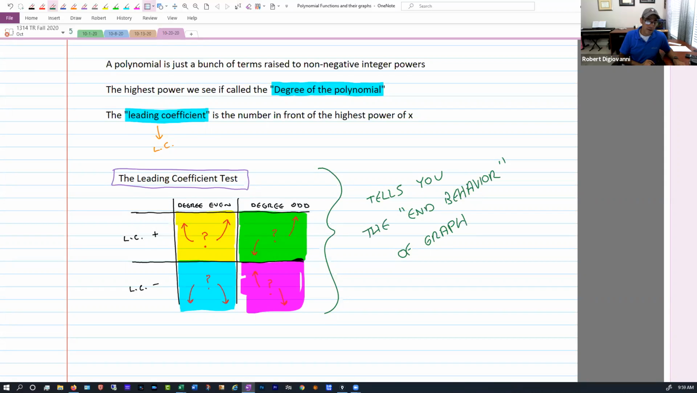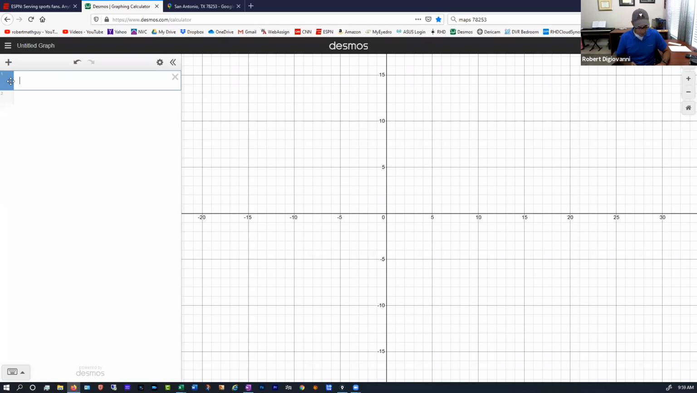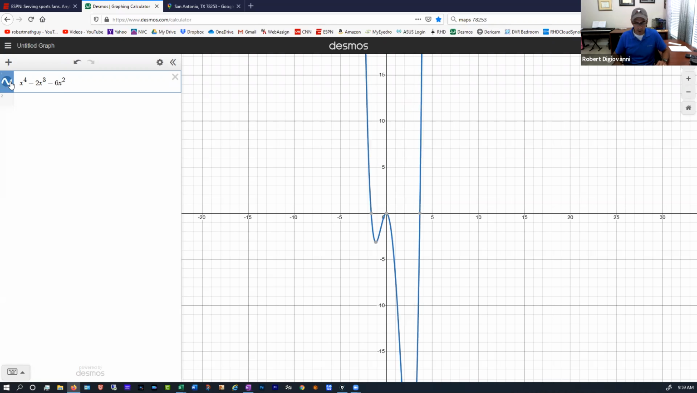Let's go back and look at some graphs again, because now we need to talk about the middle, because there's a lot of things going on in the middle. All right, so I'm going to get rid of this. Let's start fresh. Okay, so let's take a look at this one. x to the fourth minus 2x cubed minus 6x squared.